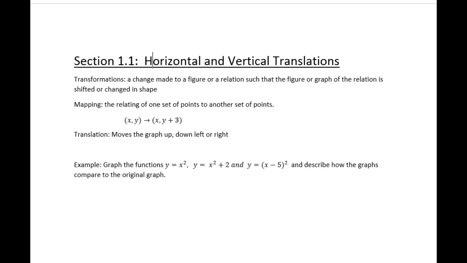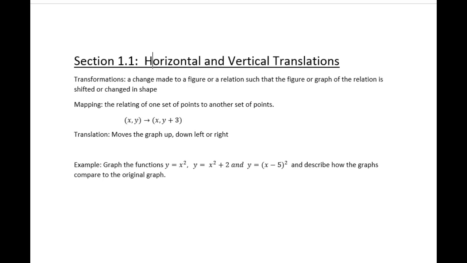When we talk about mapping something, all that means is you're describing what you're doing to the points. If I was moving my picture up 3, my original points are x, y, and if I was mapping them, I would say my new point is x, y plus 3, meaning whatever y is, I'm going 3 more. So that would be 3 up.